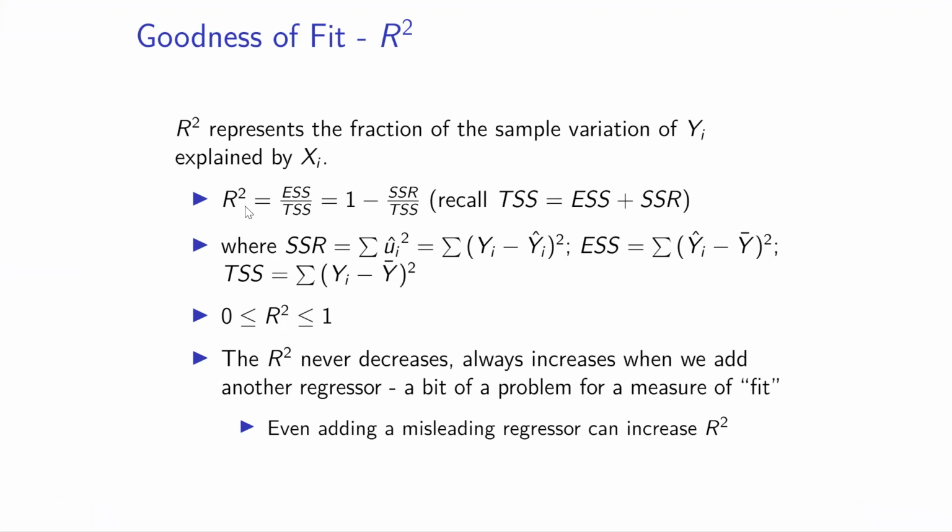However, there's one problem with using R-square for multiple regression. As you throw more and more regressors into the model, the R-square of the model always increases, regardless of whether the additional variables are statistically significant or not. Even adding completely misleading or irrelevant variables into the model will increase the R-square. And that's why for multiple regression, we introduce another goodness of fit measure, the adjusted R-square.